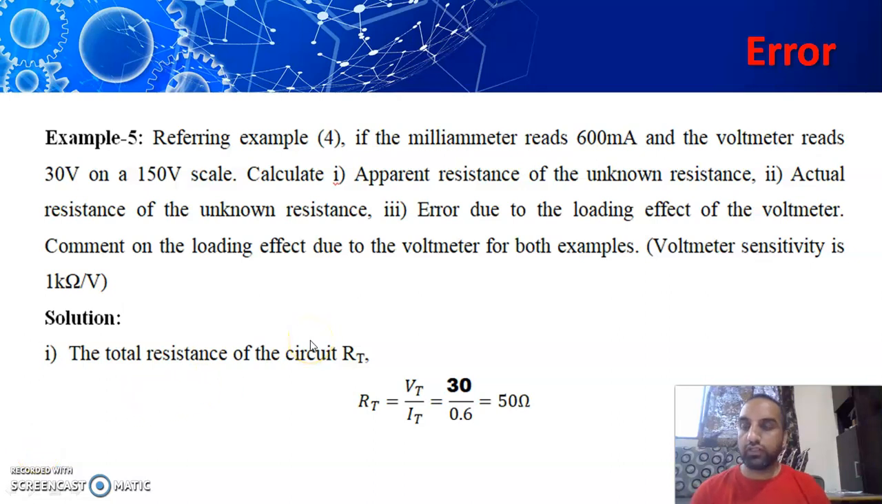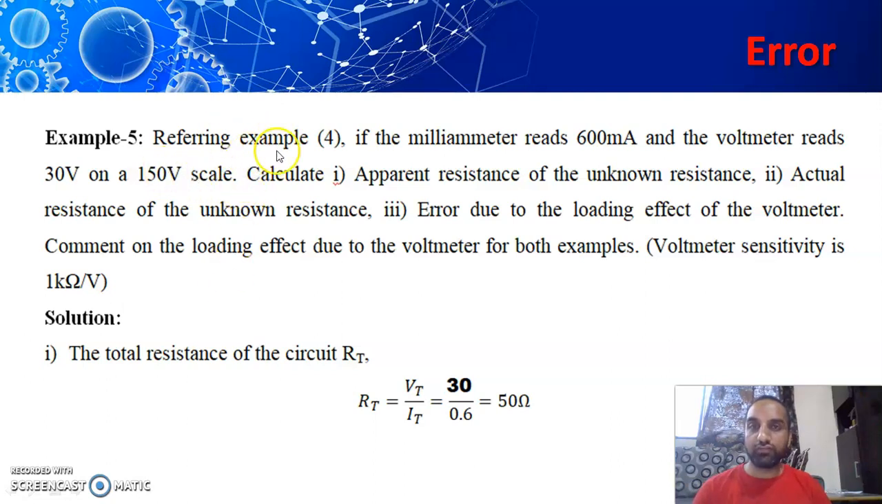Hello friends, in the last lecture we discussed the examples on error. Now we'll see one example by referring to example number 4. So what was example number 4? That example is a voltmeter that has a sensitivity of 1 kilo ohm per volt, which is connected across an unknown resistance, and that combination is connected in series with a milliammeter.